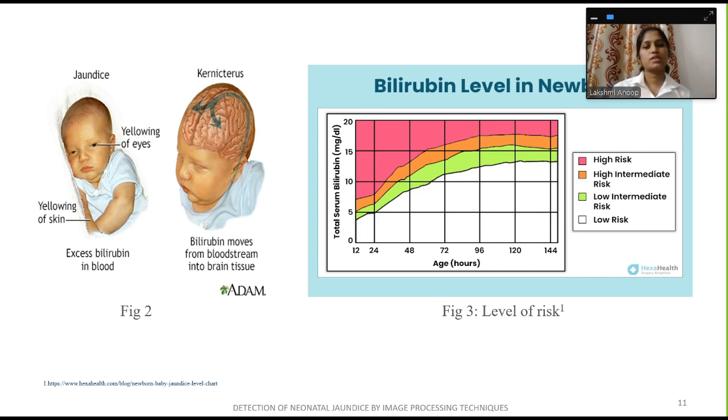In the first figure, this is what I explained about the condition called kernicterus. As the level of bilirubin increases in the body of the newborn, the bilirubin will enter the bloodstream and go directly to the brain tissue, and then it damages the brain function, thus leading to the condition called kernicterus. Next is a graph showing the level of risk with increasing bilirubin levels in neonates.